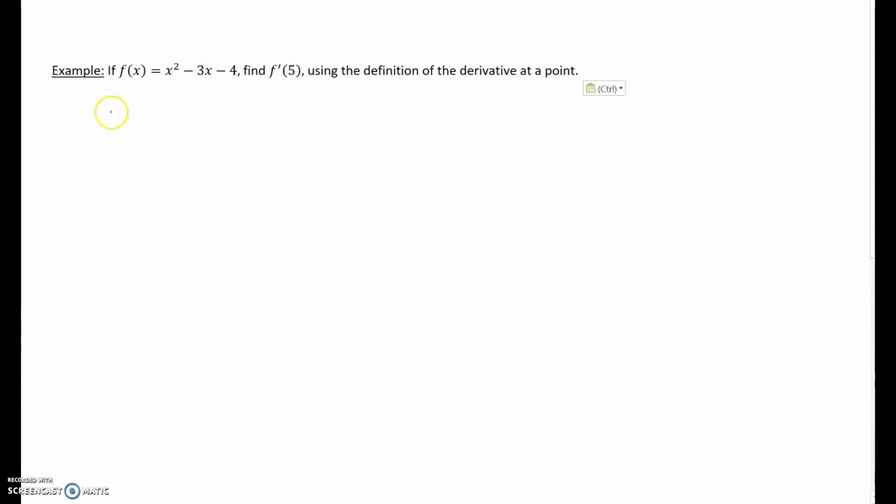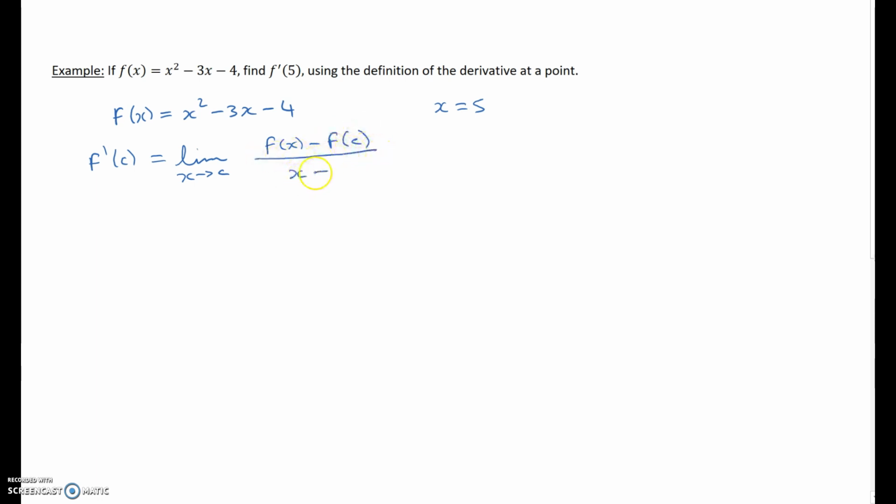Okay, so we want to find the derivative of the function f of x equals x squared minus 3x minus 4 at the point where x is equal to 5. Well, we're going to use the definition of the derivative, which says that f prime of c is equal to the limit as x approaches c of f of x minus f of c all over x minus c. Let's adapt this because we want our c to be 5 here.